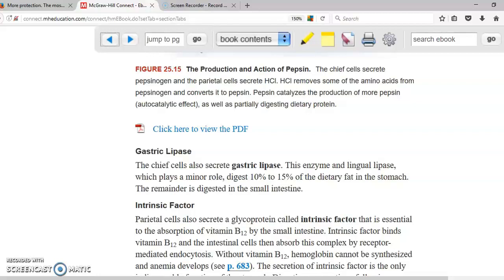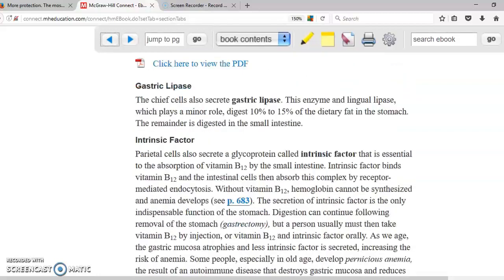Intrinsic factor, parietal cells produce intrinsic factor. Intrinsic factor is very important because it's going to help us absorb vitamin B12 at the level of the small intestine. If we don't have B12, we're going to end up with anemia because vitamin B12 is necessary in order to produce hemoglobin.